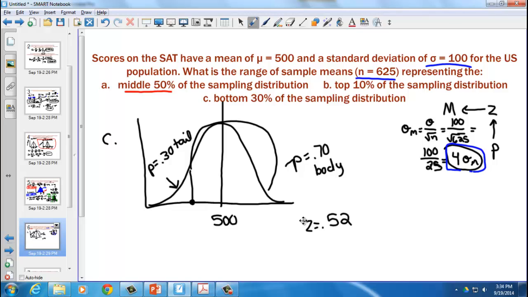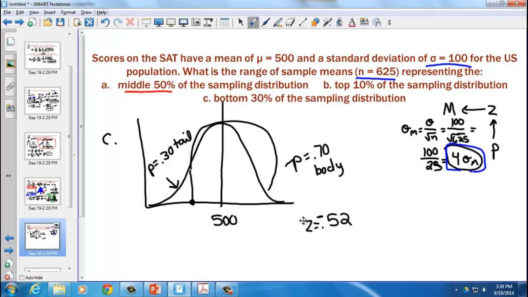Now, because I'm a good student and I drew my pretty picture, I would be able to stop myself right here and go, wait a second. The score we're looking for is to the left of the mean. So I'm going to have a negative z-score. And that's really important when you go to plug this into the formula for the mean, because you know that the mean you're looking for is going to be less than the population mean. I think I said score before. I'm still stuck on scores.